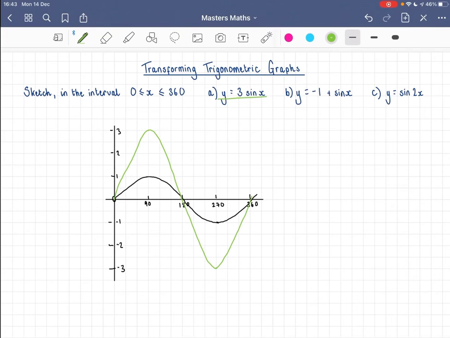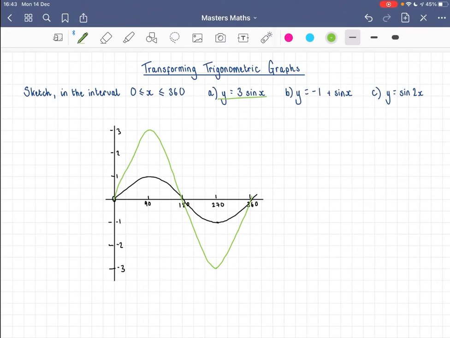The next one, no, I'm still doing it between 0 and 360, it's fine. We are doing -1 plus sin x. Now again, that -1 is not directly affecting the x, it is affecting the function, which means it is a transformation in the y direction. Yeah, I really doubted myself there. Yes, it is a transformation in the y direction.